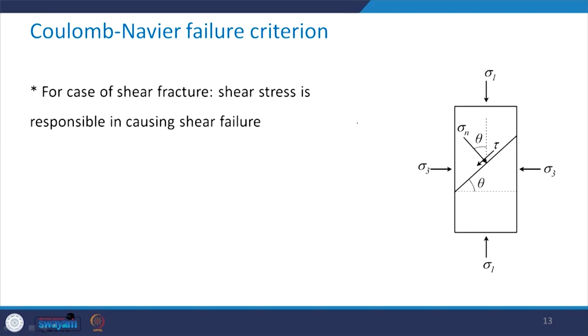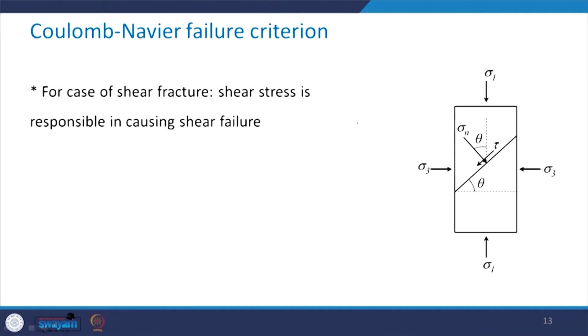now let us discuss the other failure criterion, which is the Coulomb-Navier failure criterion. This is more or less similar to the Mohr-Coulomb failure criterion. However, the process of derivation of the model for this failure criterion is a little bit different. So we will see the detailed derivation now. In this case, for the shear fracture to occur in the rock mass, the shear stress is responsible.